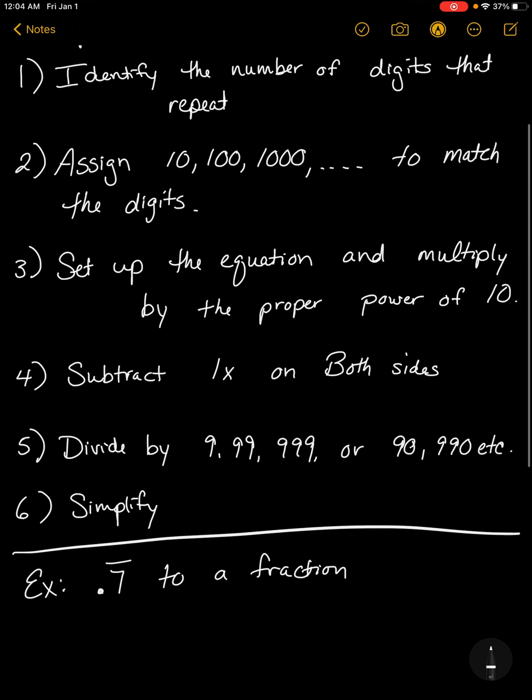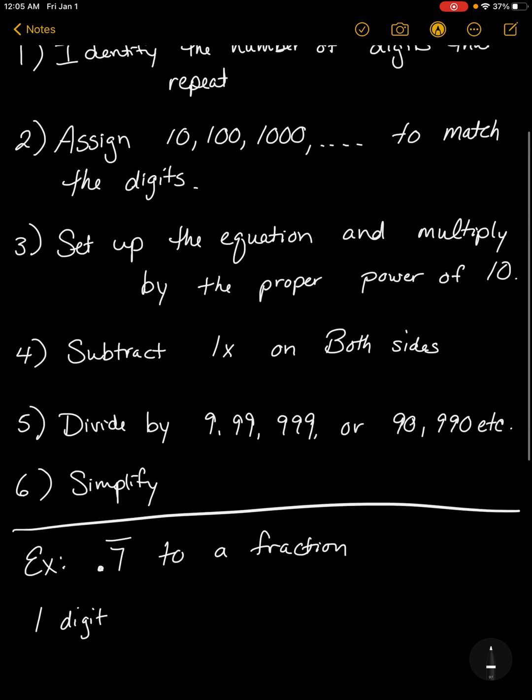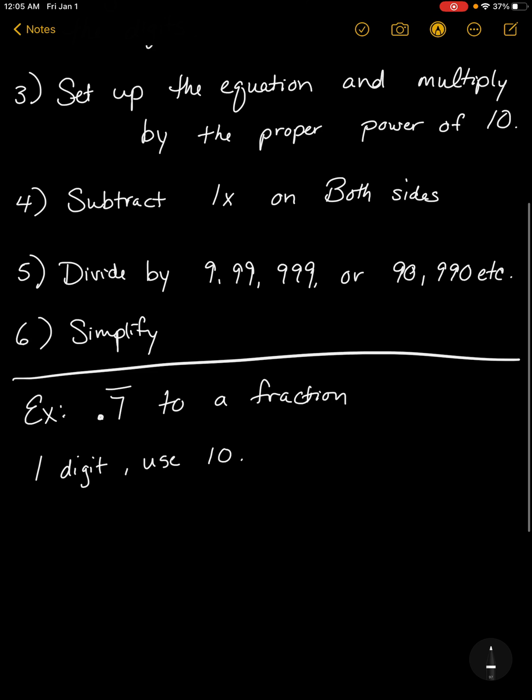If you look at the steps, it says step number 1, identify the number of digits that repeat. There is one digit, 7 is repeating. So one digit. And number 2 says assign the correct power. So assign 10, 100, 1,000 to match the digits. One digit means I need to use one zero, so you're going to use 10. Okay, so 10 has 1 zero. That's why it's one digit. So that's the first thing to figure out. So basically steps 1 and 2 are done right now.